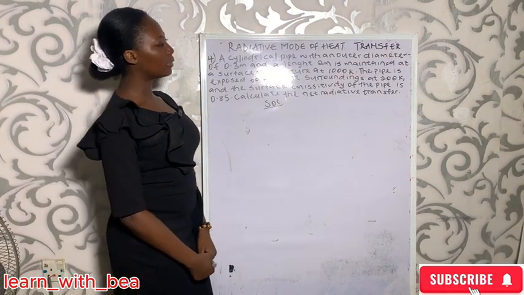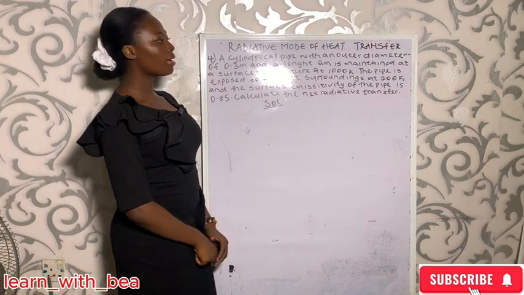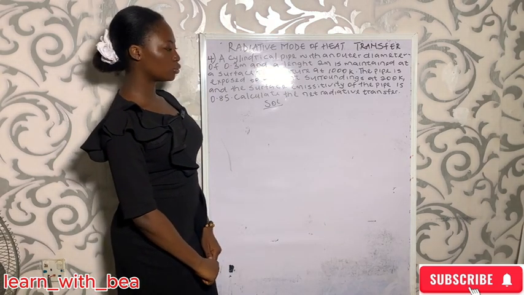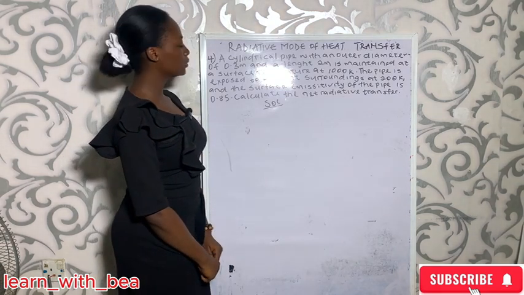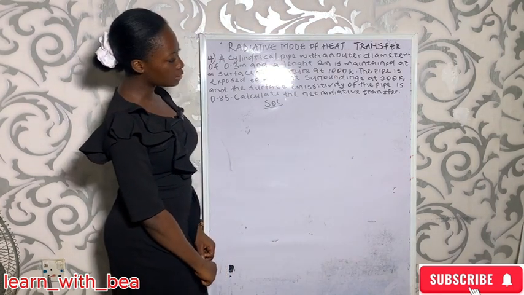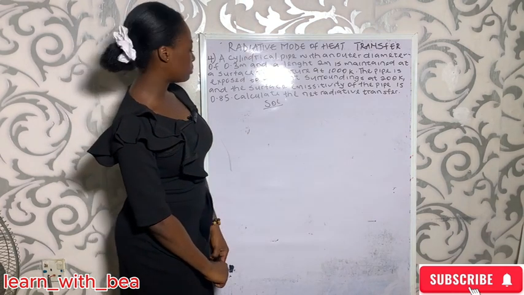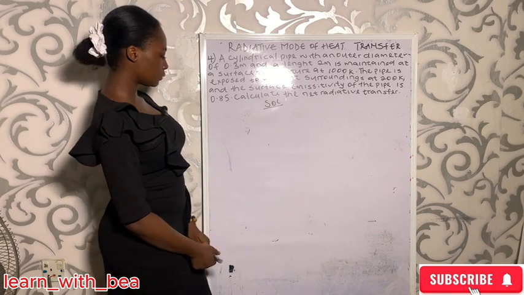A cylindrical pipe with an outer diameter of 0.3 meter and a length of 2 meter is maintained at a surface temperature of 1000 Kelvin. The pipe is exposed to ambient surroundings at 200 Kelvin and the surface emissivity of the pipe is 0.85. Calculate the net radiative transfer.